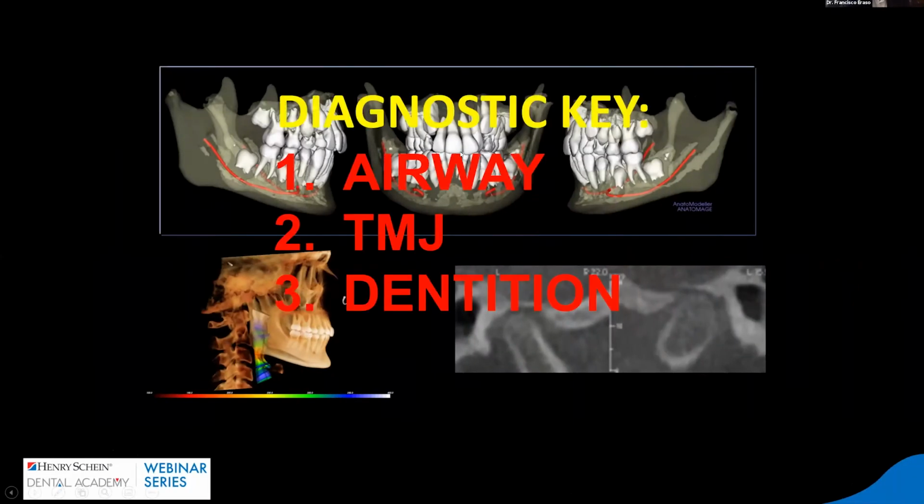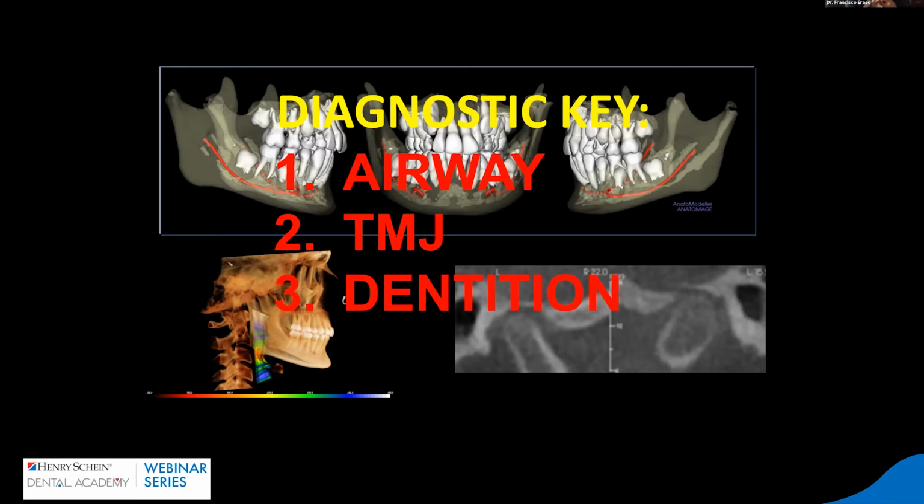Then when we have this information, we're going to have a diagnostic key. The airways, how I work in my orthodontics. Again, I'm not trying to say this is the way things should be done, just what I do in my practice, but the airways, the TMJ, and the dentition are the diagnostic key for my treatment plans. I always have to see and analyze these structures and the surrounding structures to find a diagnostic key for my treatment plans.